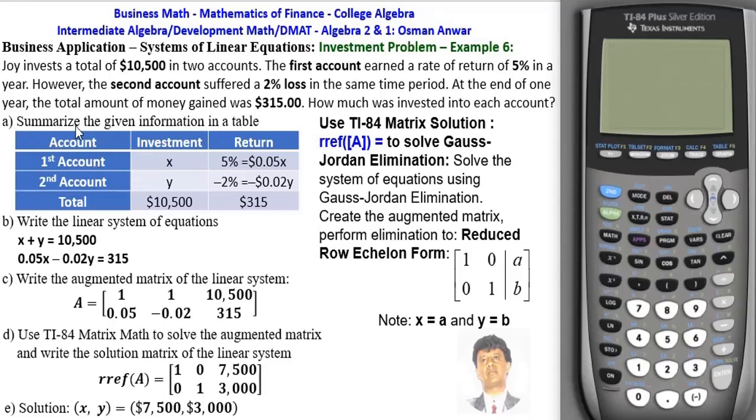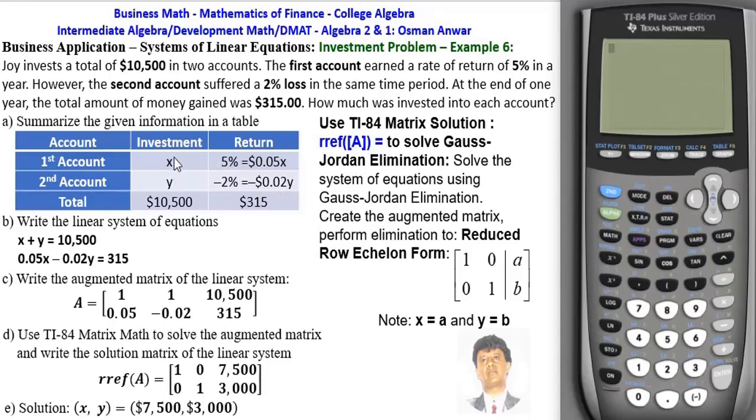Again, we summarize this into a table. So there were two accounts. In the first account, x was invested. In the second account, y was invested. In the first account, the return was 5%, which is 0.05x. In the second account, the return was minus 2%, which is a loss, which is minus 0.02y.